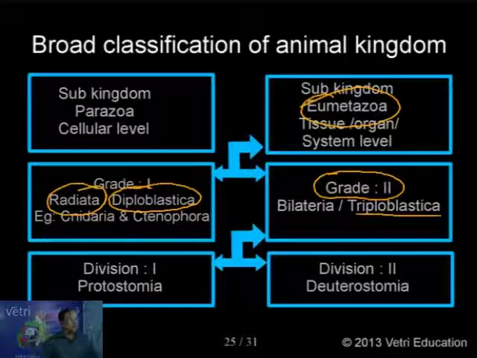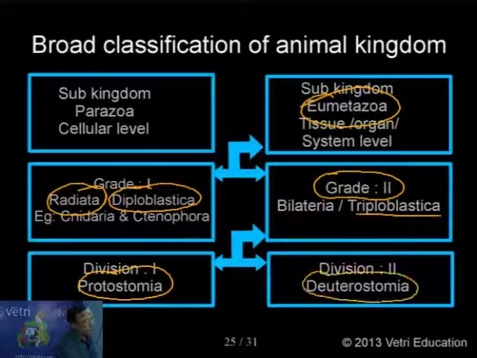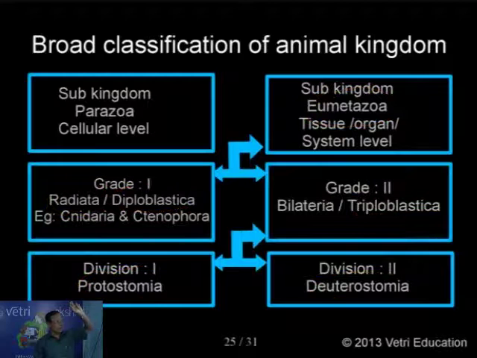At the same time, all these animals have bilateral symmetry, where the body can be cut into two equal halves in one plane. That's why this group has a dual name, Bilateria and Triploblastica. Then this group Bilateria is once again broadly divided into two divisions. Division number one, Protostomia. Division number two, Deuterostomia. This classification is based on the nature of the mouth formation.